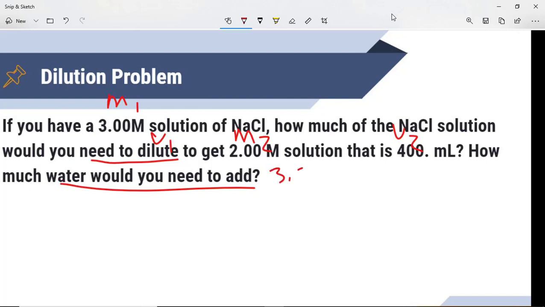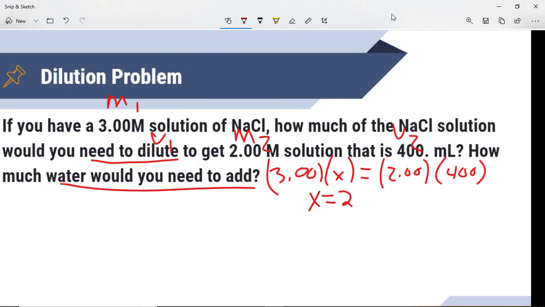So 3.00 times our unknown x equals 2.00 times 400 milliliters. We can leave that. As long as the units are the same on both sides, you're perfectly fine. So you'll know here that x will be in milliliters. So using correct significant figures, I need 267 milliliters of my first solution. Okay, so that's going to answer the first part of the problem.